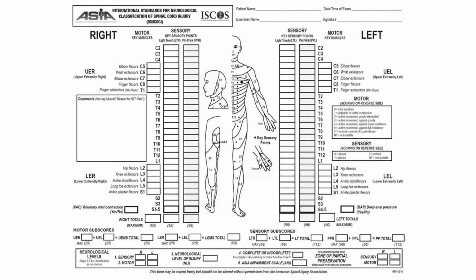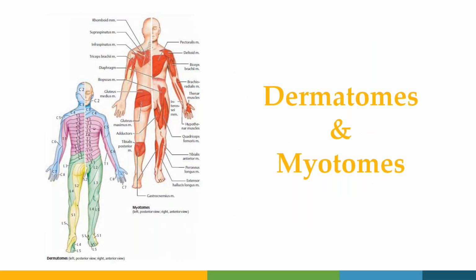And then there are movement functions off to the sides, so motor key muscles, if you look at that picture, and you look at C5 through T1 as well as L2 through S1. There's not a great way to manual muscle test the region between T2 and L1, which is why we muscle test the key motor muscles that are listed on this examination. So what we do is we ultimately look at dermatomes and myotomes.